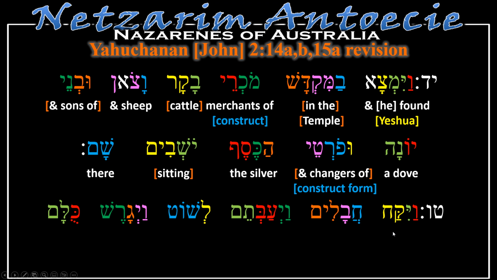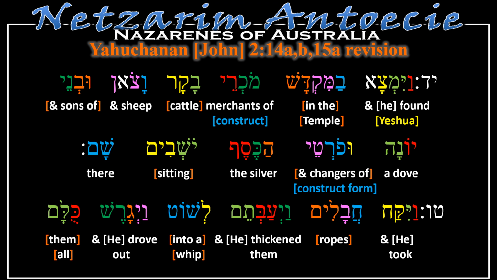Va yikach, and he took chavalim, ropes, ve abtem, and he thickened them. Them is the mem at the end. Le shot, to or into a whip. Ve garesh, and he drove out. Kulam, which is all of them or just them all. And he took ropes and he thickened them into a whip, and he drove out them all.